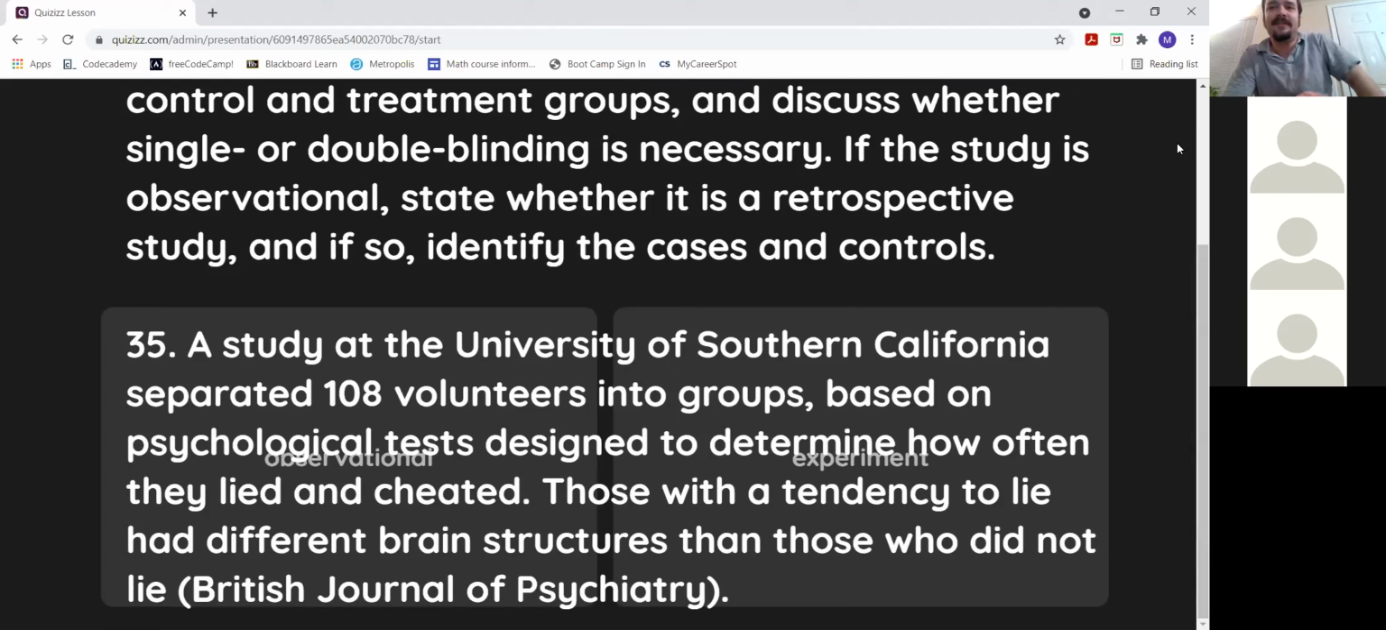A study at the University of Southern California separated 108 volunteers into groups based on psychological tests. This is not something that exists. So I think this happens only in imagination land or something. But we have 108 volunteers. We're going to separate them into groups. They're going to give them psychological tests to determine whether they're lying and cheating. And they determined who lied and cheated, and from that they discovered that they have different brain structures from the people who did not lie.